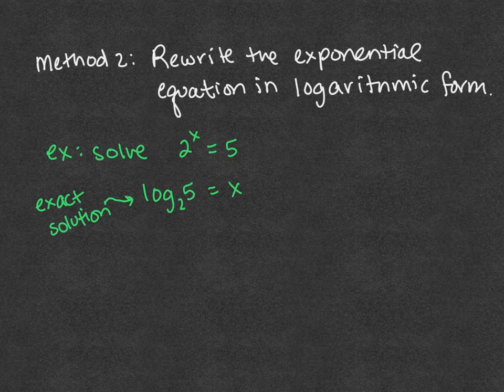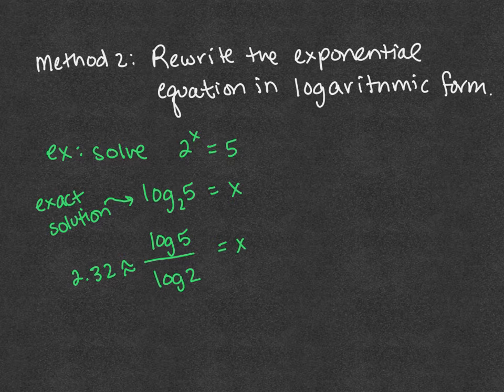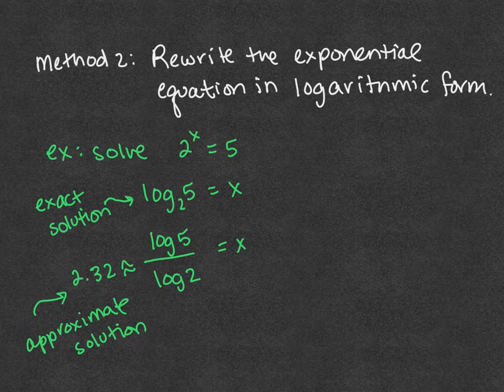The decimal solution is going to need a change of base. So we'll go ahead and change our base of 2 here to, let's say, a base of 10. So we'll just use the common logarithm. So the change of base formula tells us that this will be the log of 5 divided by the log of the old base 2, which is approximately, if you plug that into your calculator, 2.32. So this is your approximate solution. So that's how we use method 2 in order to solve an exponential equation.